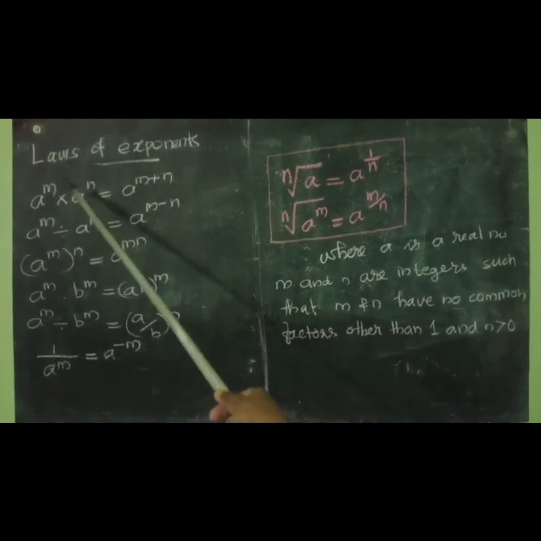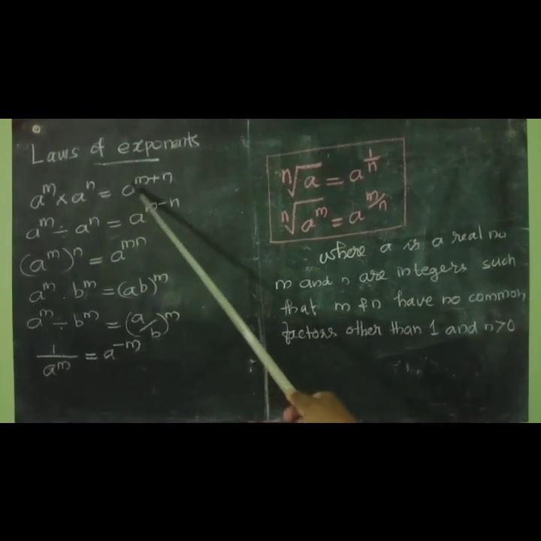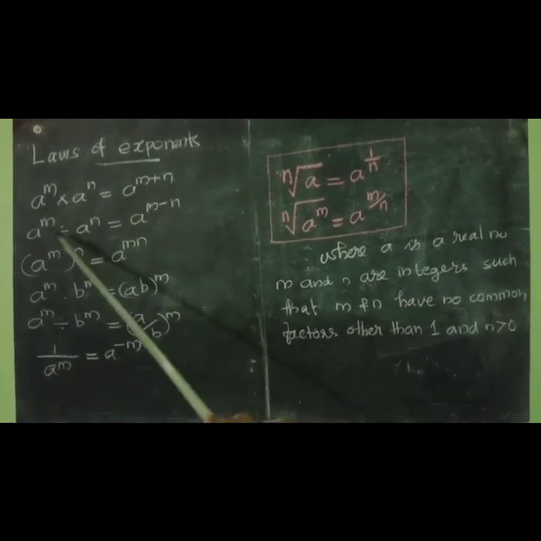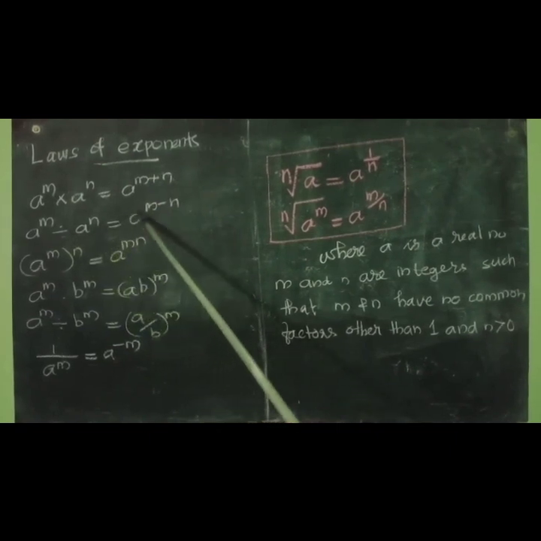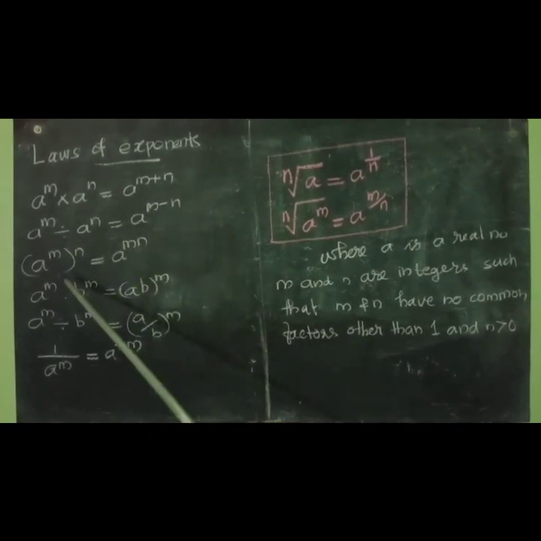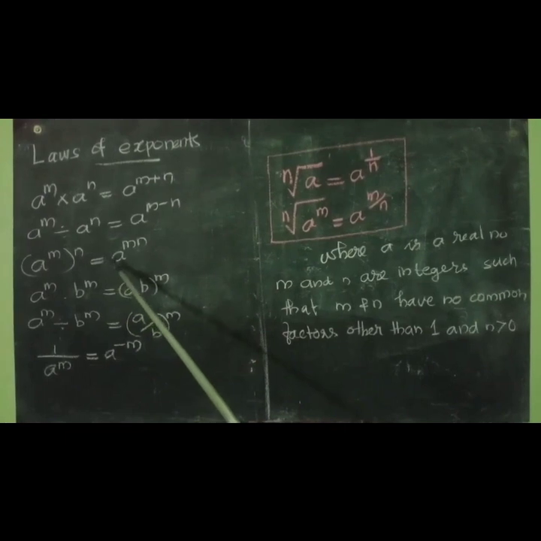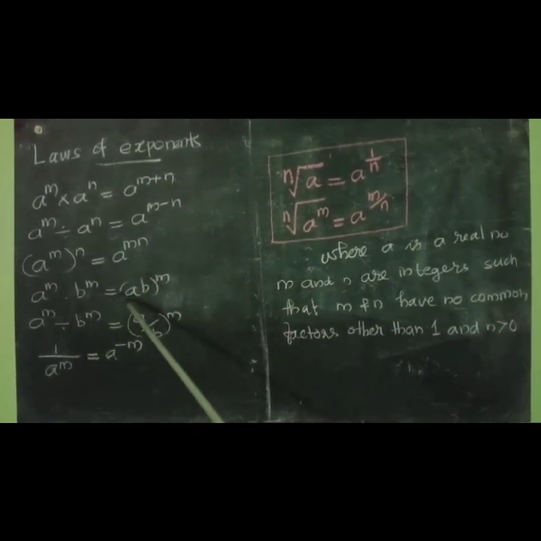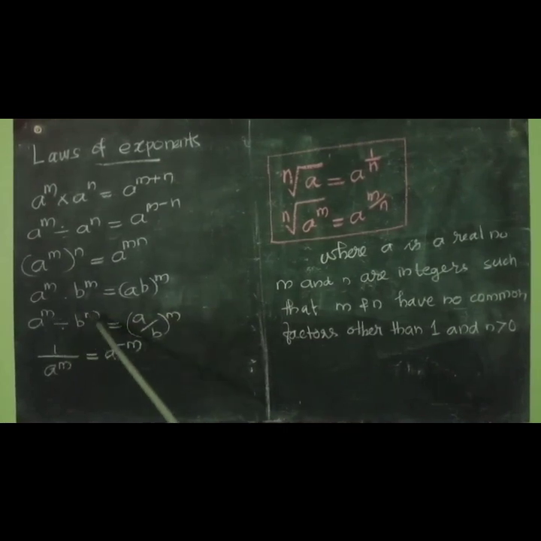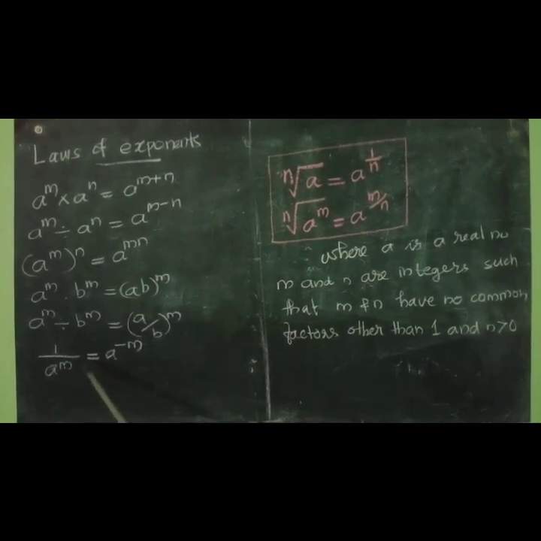A raised to m into a raised to n equal to a raised to m plus n. A raised to m divided by a raised to n equal to a raised to m minus n. A raised to m whole raised to n equal to a raised to mn. A raised to m into b raised to m equal to ab whole raised to m. A raised to m divided by b raised to m equal to a divided by b whole raised to m. 1 by a raised to m equal to a raised to minus m.